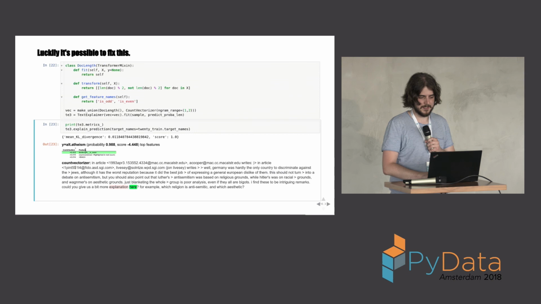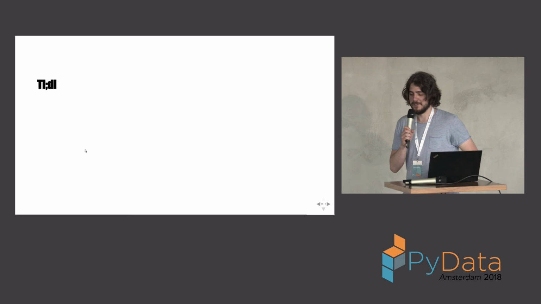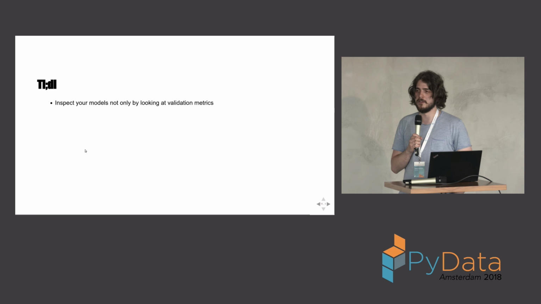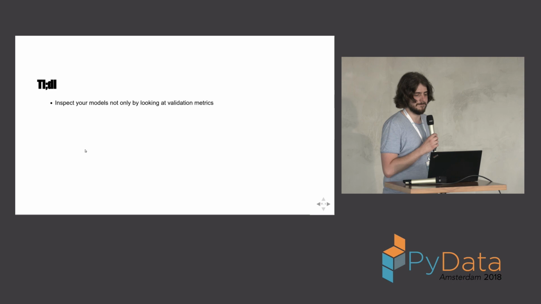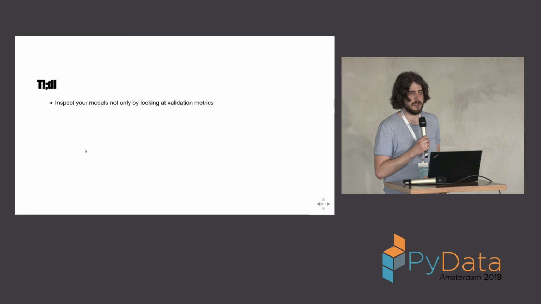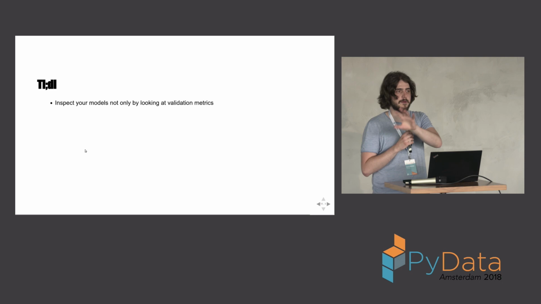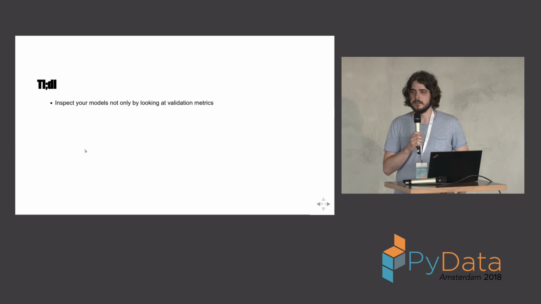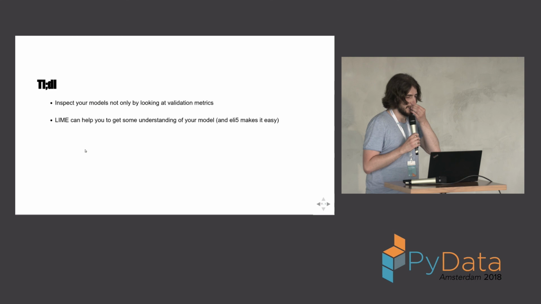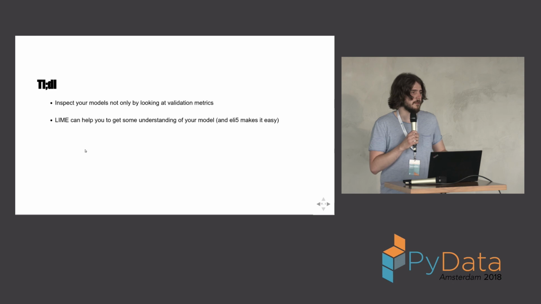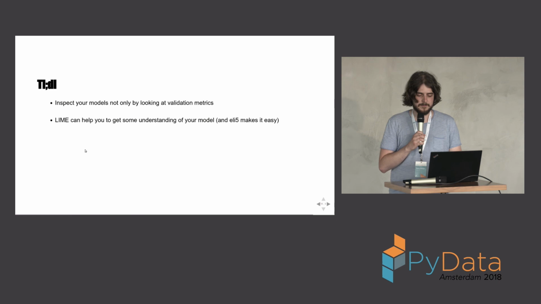So, too long didn't listen, my takeaways. Inspect your models not only by looking at the validation metric. Look at the model, at some predictions. The Eli 5 paper also provides a method to go global again, as this method is only local. You have to look at certain samples and pick smart. The paper also shows how to do it: they propose a method to pick smart samples so that you can understand your model and go global again. Then LIME can help you to understand your model and your data set, of course, as the leakage is in the data set, not in the model, right? And Eli 5 makes it really easy to use.